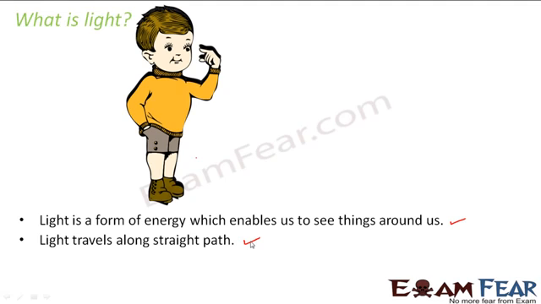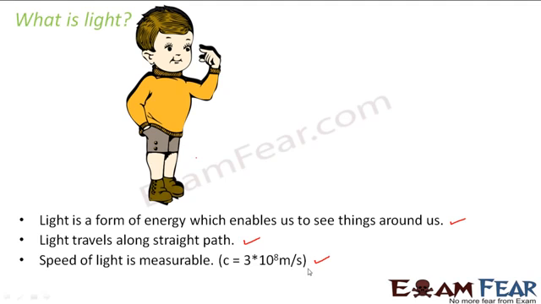So why was it assumed like that? Because in earlier days scientists had performed certain experiments and they found that light will never bend around corners. They always travel along a straight path. The speed of light is measurable and it is supposed to be a constant value, which is 3 into 10 to the power 8 meters per second. So this much is the speed of light, and it is generally denoted by a small c. That is the convention which has been used for years. So this was something about light.